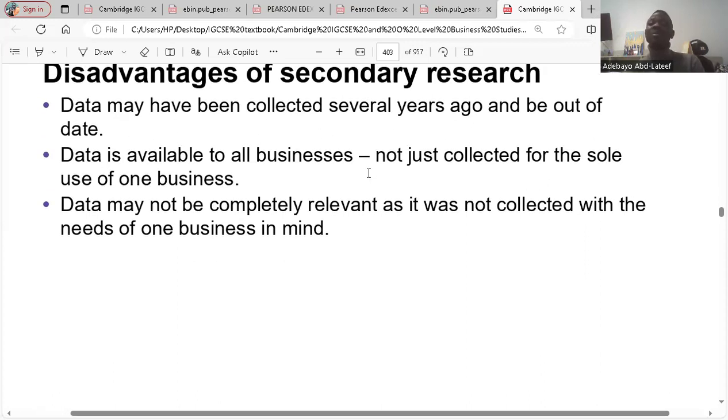The third one, data may not be completely relevant as it was not collected with the needs of one business in mind. So whatever information you are getting is just going to be part of what you need. It is not what you need, because what you need is what you are researching for. For desk research, they won't give you the total answer or total solution to your research, because the research was not done because of you. So it's just going to be part of what you need. It's just like maybe a literature review.